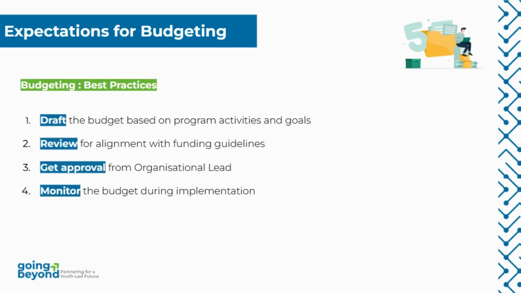Budgeting is a foundational step for successful project implementation. Here's what we expect. 1. Draft your budget. Begin by mapping your budget to program goals and activities. 2. Review for alignment. Ensure the budget aligns with funding guidelines and any ceilings provided. 3. Approval process. Submit the budget to your organizational lead for approval. 4. Ongoing monitoring. Once approved, monitor the budget during implementation to ensure spending stays on track. We'll discuss tools and templates that will simplify this process in the next slides.